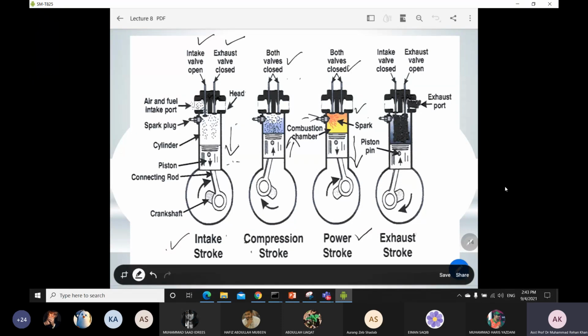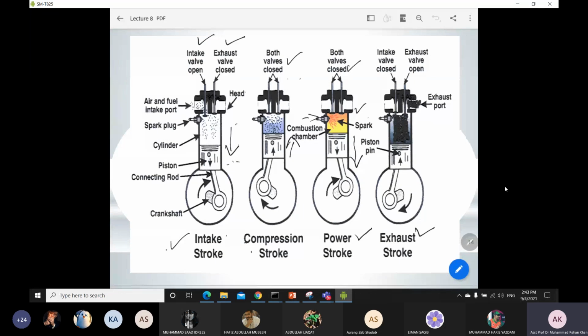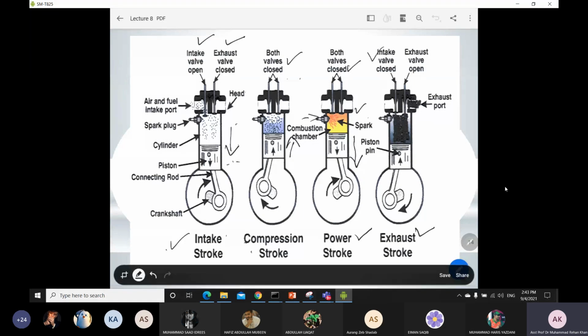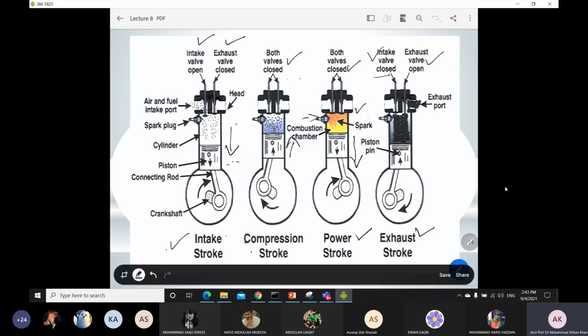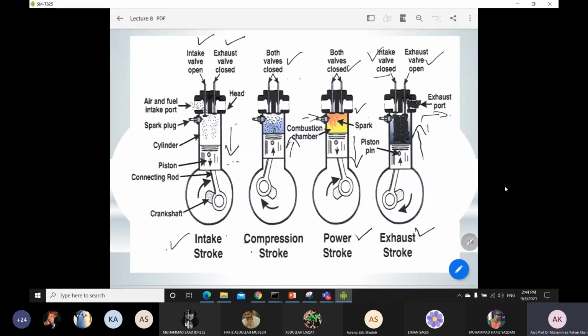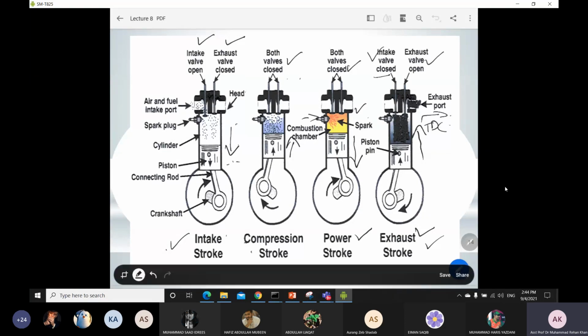Okay, and then there will be the exhaust stroke. For the exhaust stroke, the intake valve is closed and your exhaust valve is open, in order to exit the combustion gases from this port over here. Your piston is at the bottom dead center, and then it will move again towards the top dead center during the exhaust stroke. Okay, so these are the different processes involved in your spark ignition engines. I hope you get a clear idea of this.